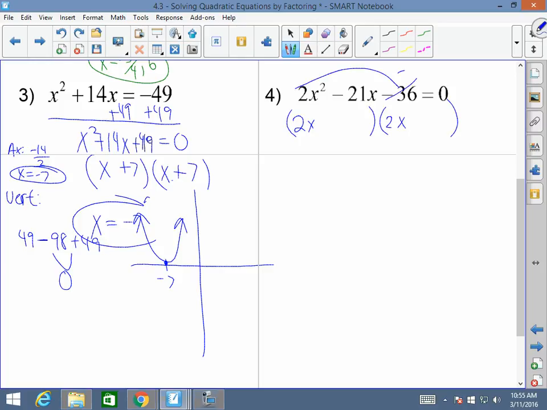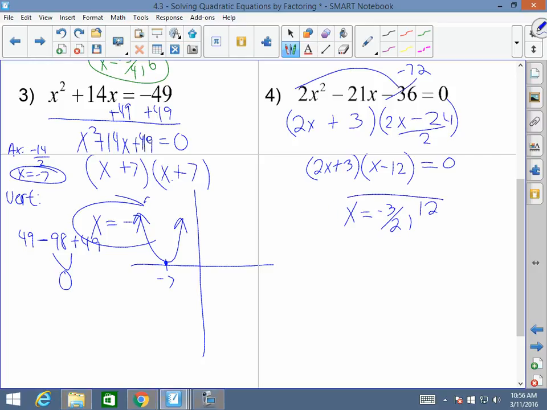Okay? Last but not least here, the cubane method. I got 2x and x. 2 times negative 36 is negative 72. What times what is negative 72? But what I have to get is negative 21. Plus 3, negative 24. So 2x plus 3 times x minus 12 equals 0. So x equals negative 3 halves and positive 12. And again, those are my roots, those are my zeros, those are the points on the x-axis. Those are the points that are intersected by that parabola. Does that make sense?